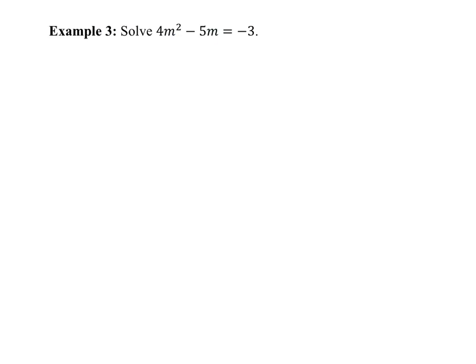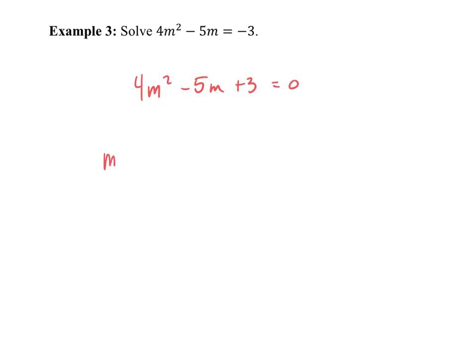Last example, the only reason I wanted to do this is to show you that you can get imaginary answers also. Okay, we can get imaginary answers, and we'll be able to show that right away. So let's start by moving everything over to one side. So let's move the 3 over first. And now we've got A, B, and C.